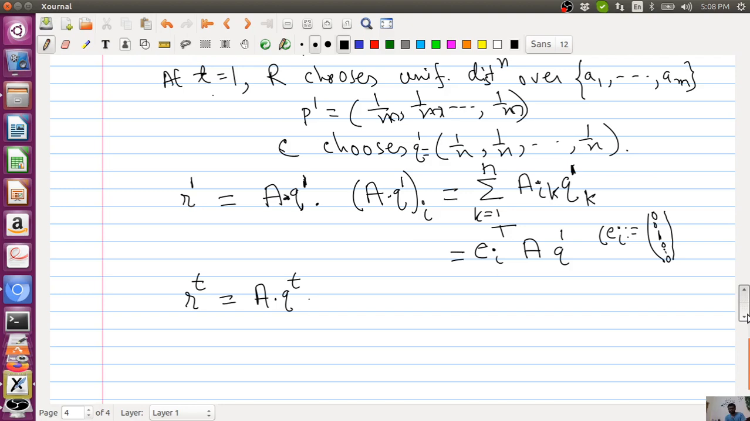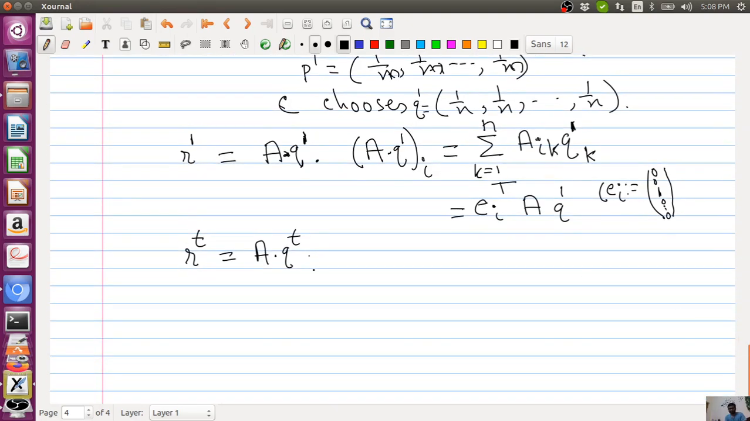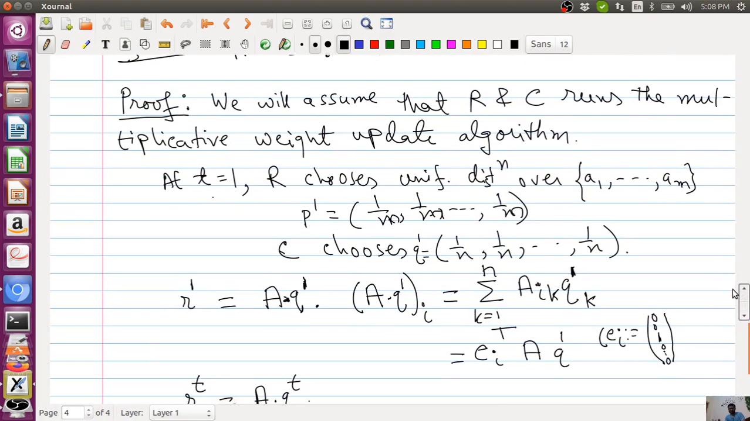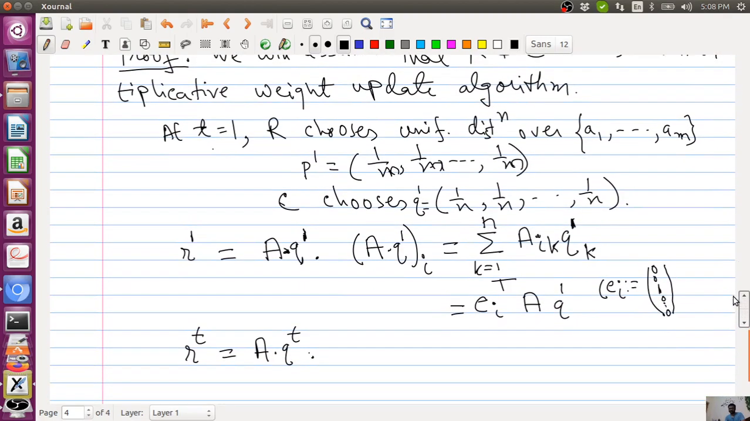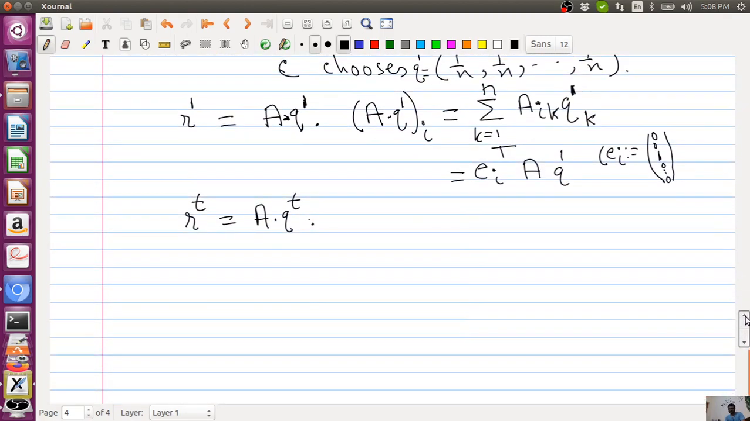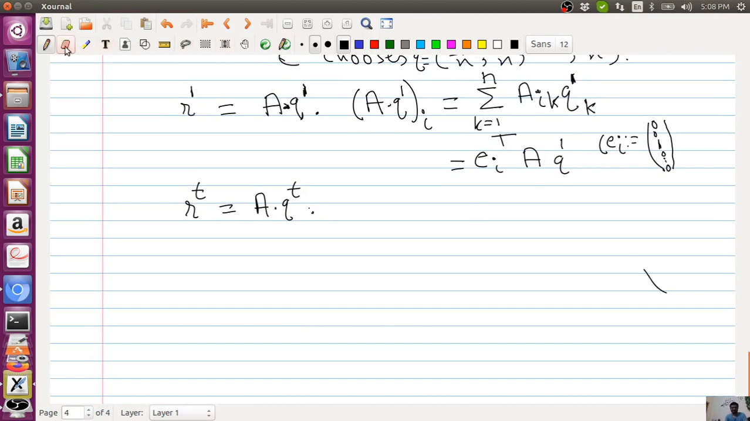So now I think I have specified everything that needs to be specified for the run of the multiplicative weight update algorithm. So the row player plays this. Similarly, the column player is also playing it in parallel with an analogous sequence of reward functions. But let's focus on the row player.